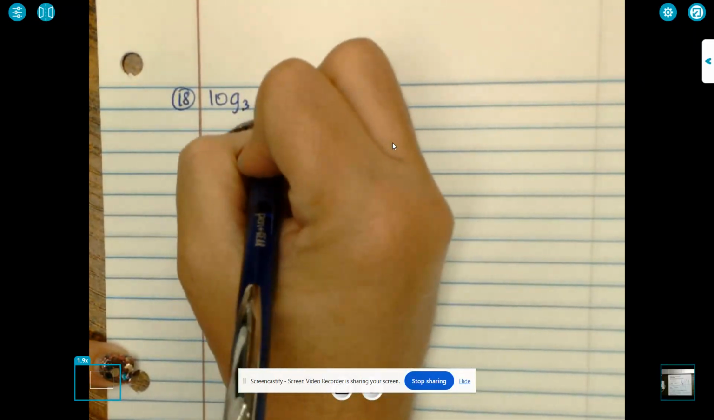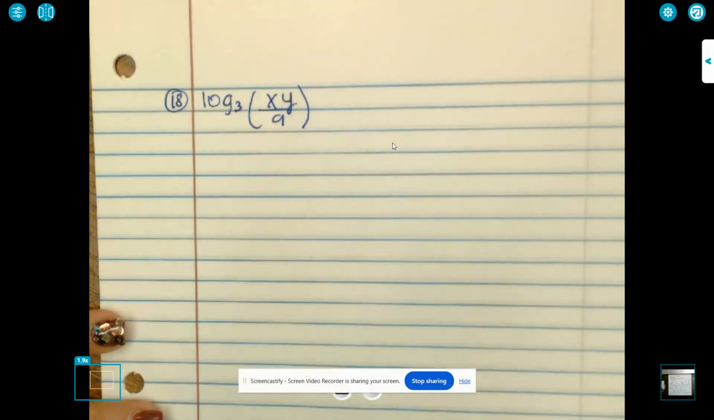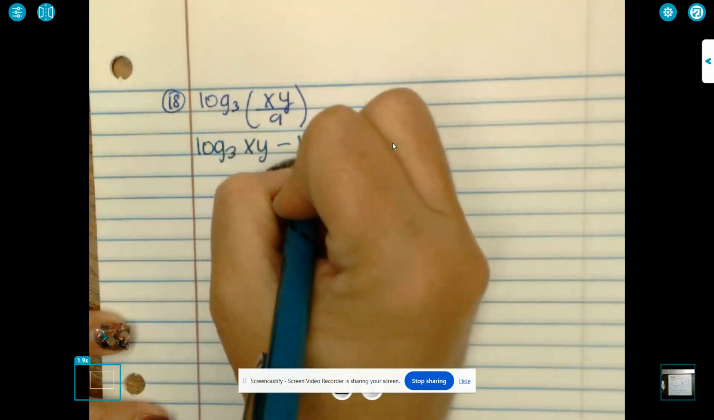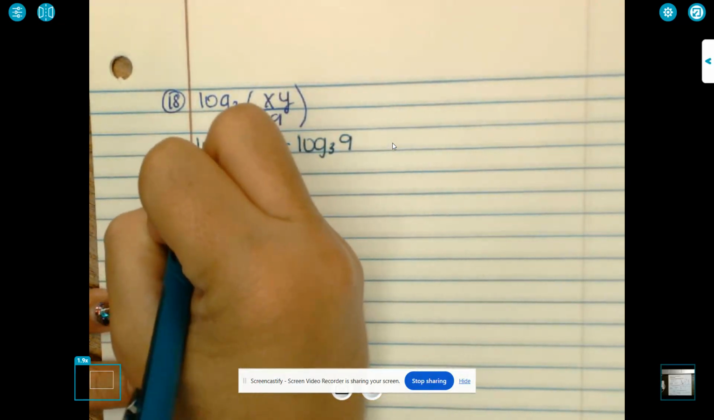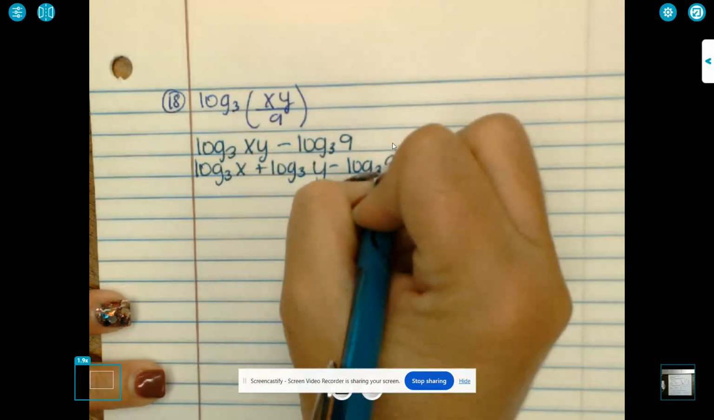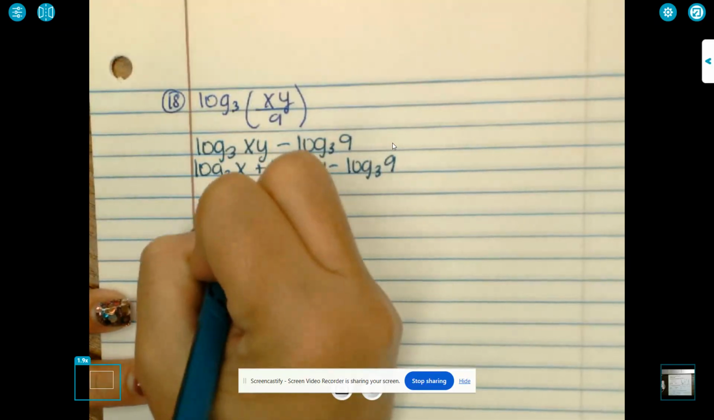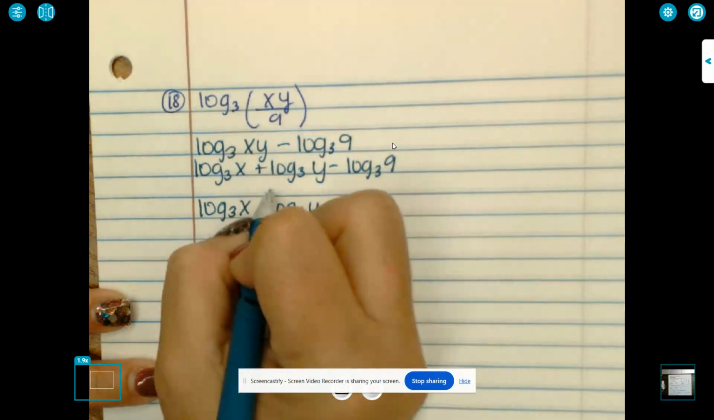Number 18. All right, log base 3 of xy divided by 9. So I see the division first. So I'm going to go log base 3 xy minus log base 3 9. Multiplication, so I'm going to break that apart. Log base 3 x plus log base 3 y minus log base 3 9. And we know log base 3 9 is in fact 2. So our final answer here is going to be log base 3 x plus log base 3 y minus 2.